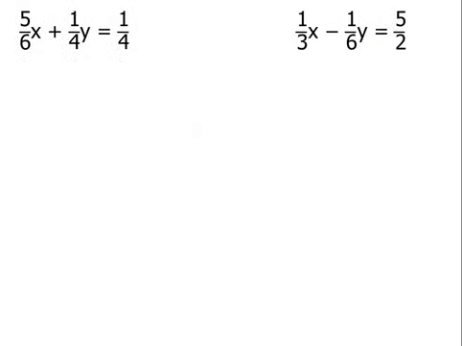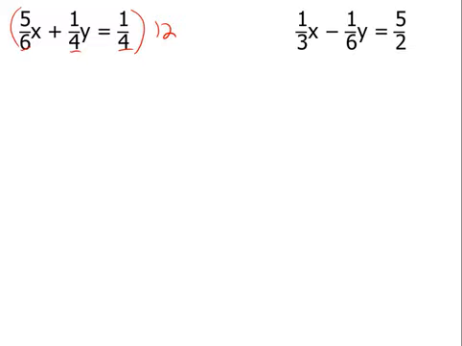Well, let's get rid of everything, just the equations. Fraction busting, what we do is we look at the denominators. For example, here we have denominators of 6 and 4. We find the least common multiple of those numbers. The least common multiple of 6 and 4 is 12. And so I'm just going to multiply every term in that first equation by 12.